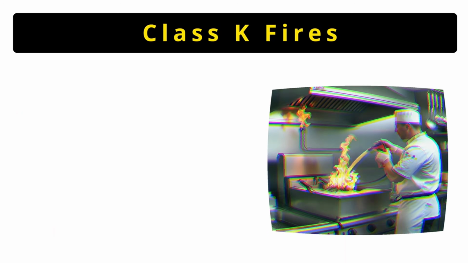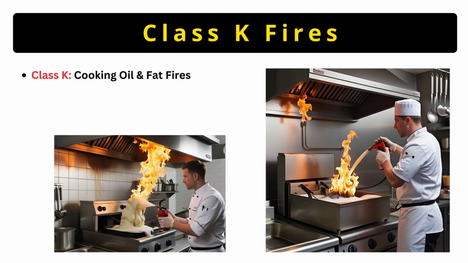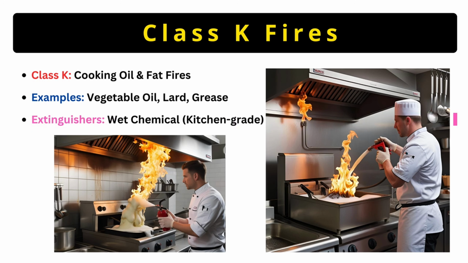Finally, we have Class K fires. These are specific to commercial kitchens and involve cooking oils and fats. If a pan of oil catches fire, water will cause a violent explosion. Instead, use a wet chemical extinguisher designed for kitchens, which cools the flames and creates a barrier to prevent reignition. A fire blanket can also help smother small grease fires.